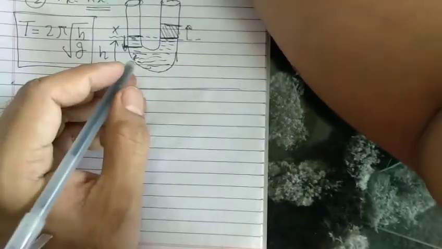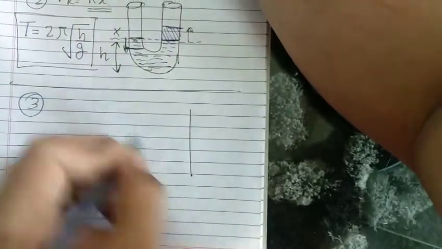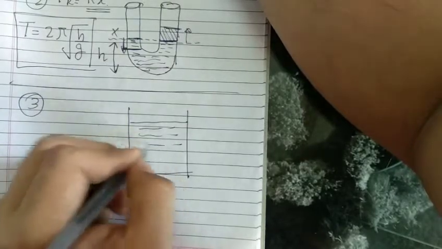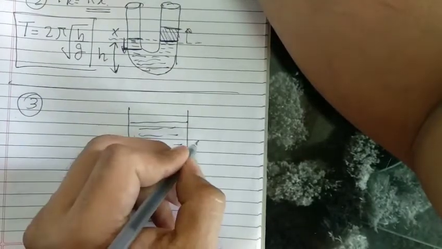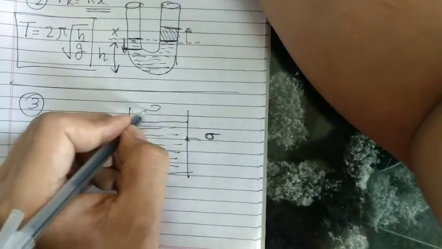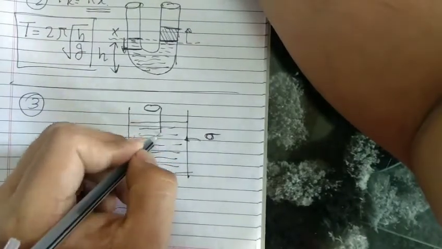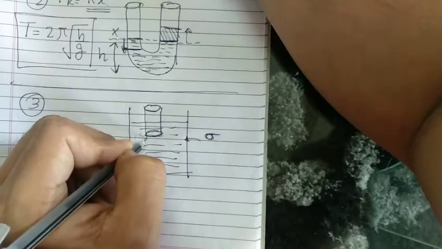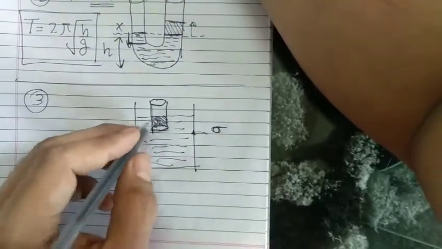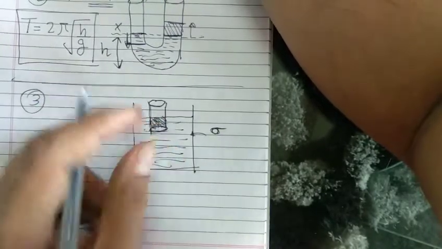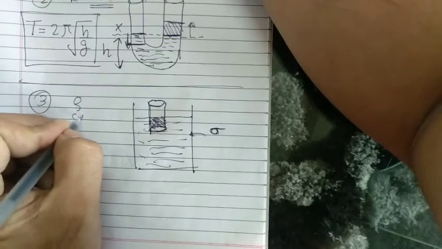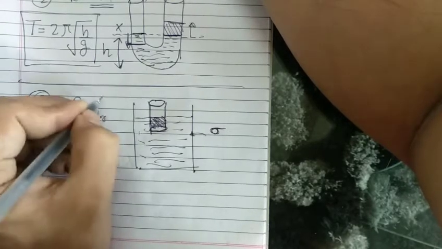Third example I am giving. See, suppose there is a container which contains some liquid. The density of this liquid is sigma, suppose. Okay, in this liquid we have a cylinder which is partially inside and partially outside. Like this, see, somewhere it is inside and some part is outside. This happens, the cylinder is floating, right? This happens when the density of this cylinder is less than that of the liquid, right?